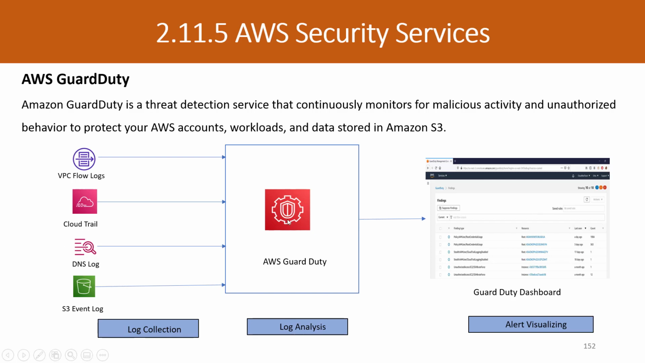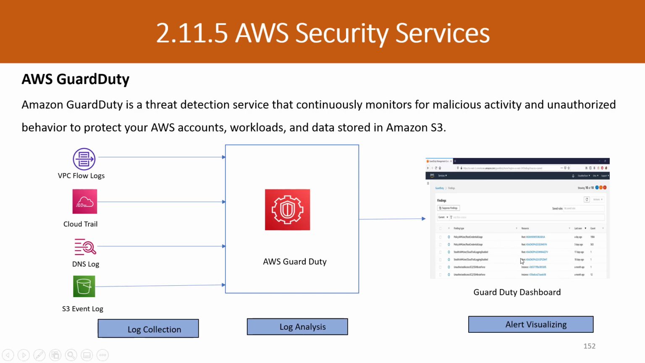Then it's collecting the logs from DNS. So suppose your EC2 instance tried to connect to a phishing DNS server, the log will be collected by DNS logs, and if they find any malicious DNS, it will be visualized here. It also collects the logs from S3 events. So suppose anybody is doing a put operation or a get operation, all the logs will be here. It will analyze all the logs collected from these sources, and if it finds any malicious activity, it will alert here in this dashboard.